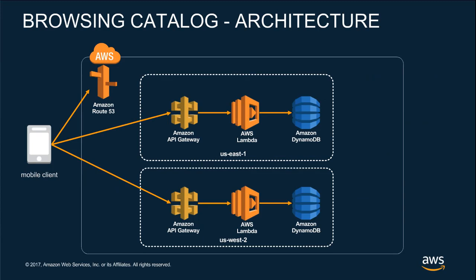Looking at the architecture for the browsing catalog use case, it's fairly straightforward. We have our DynamoDB tables on the very right. They're updated in a separate use case as mentioned. Those are accessed by the business logic in our Lambda functions that then are exposed via a REST API provided by Amazon API Gateway. The mobile client is accessing the REST API over the internet using Amazon Route 53 for DNS lookup.